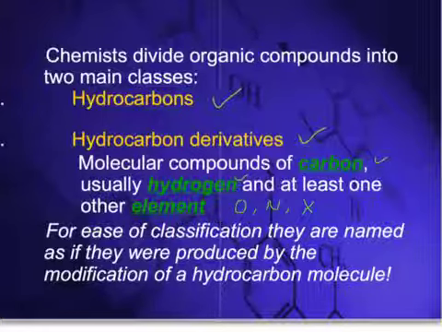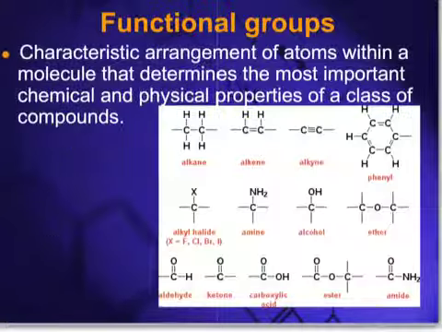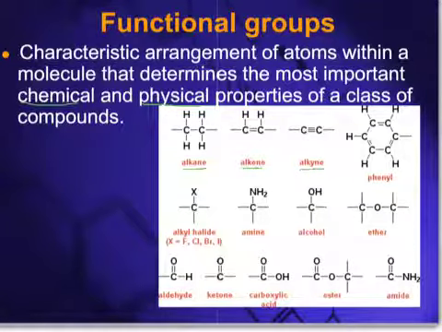the symbol X. For ease of naming, we're going to name these compounds according to regular hydrocarbon naming rules. All of these derivatives have what's called functional groups, and these are groups of atoms arranged in a particular pattern that determines the most important chemical and physical properties. We've already talked about the aliphatic compounds, the alkanes, alkenes, and alkynes. And the alkenes, remember, have double bonds, and the alkynes have triple bonds. We also then talk about the aromatic molecules, and these have benzene or phenyl groups.